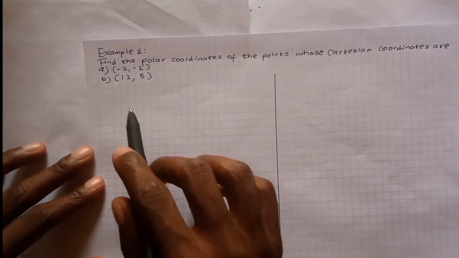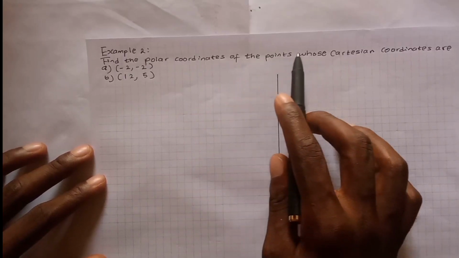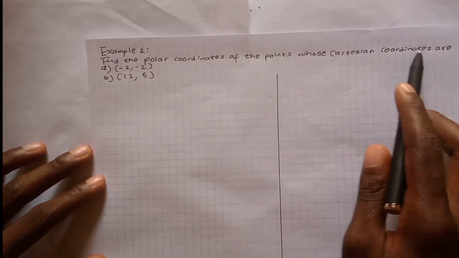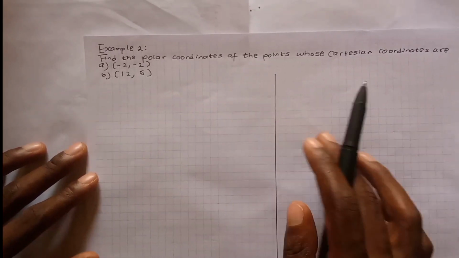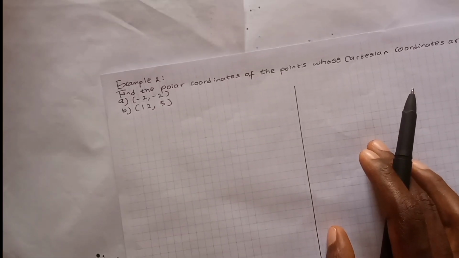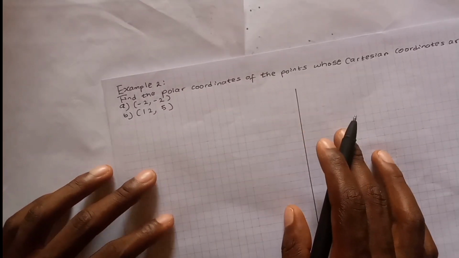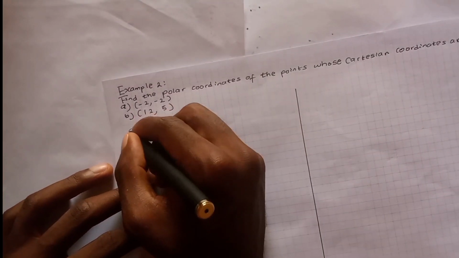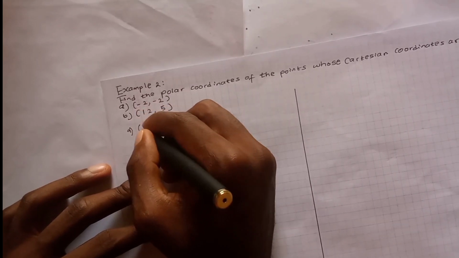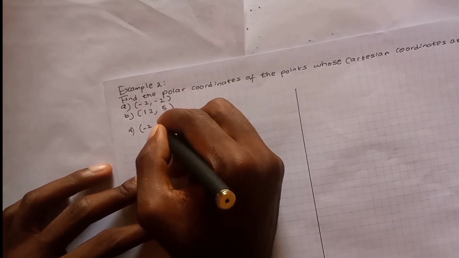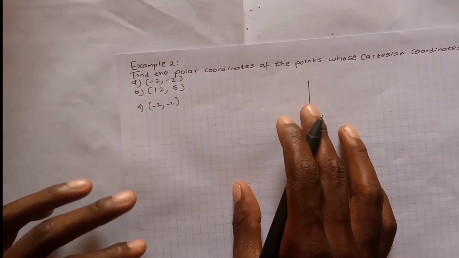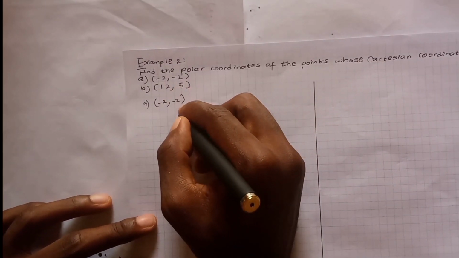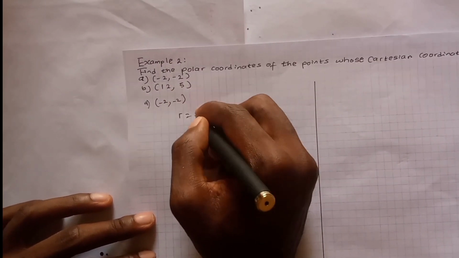Right. So in this example, it says find the polar coordinates of the point whose Cartesian coordinates are -2 and -2. Right. So what do we do from here? Remember the other formula. Okay, this is -2, -2, right? Remember the former formula, the first formula that said, r is equal to what?